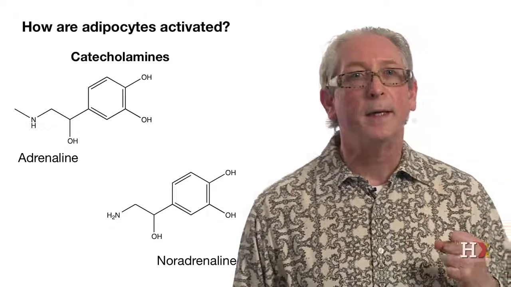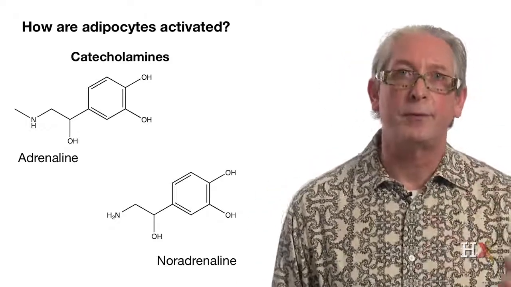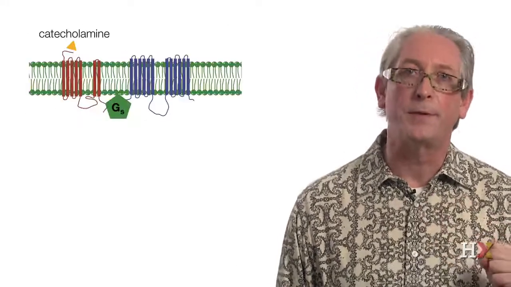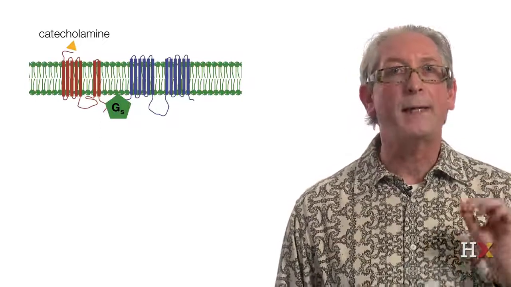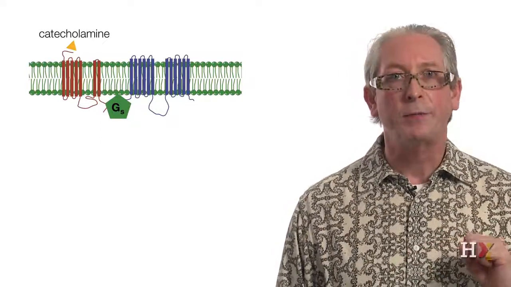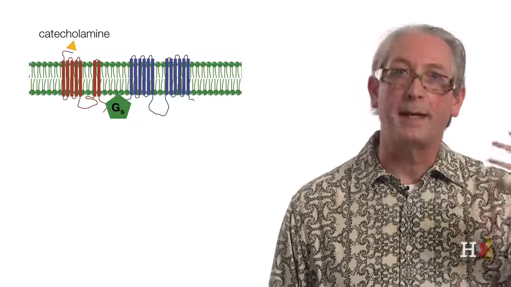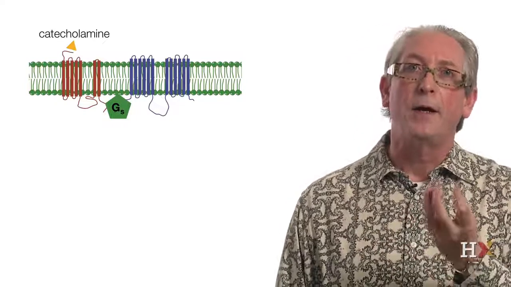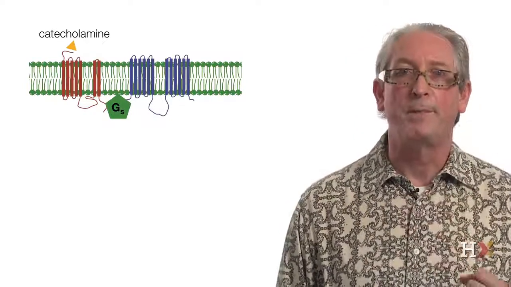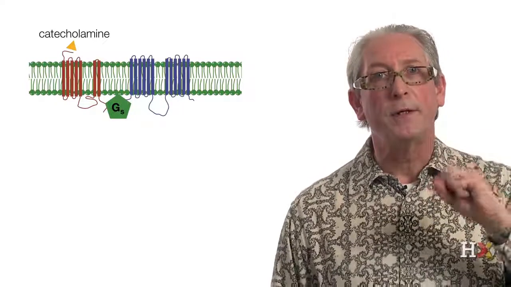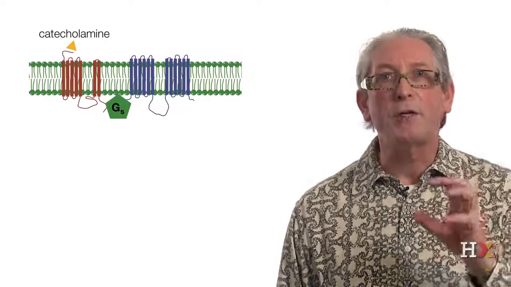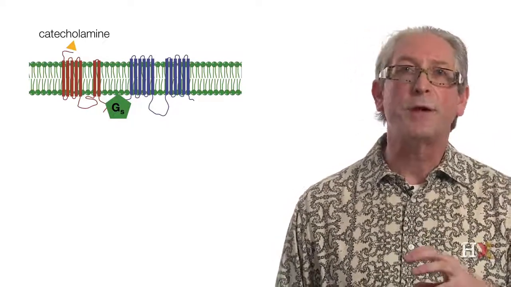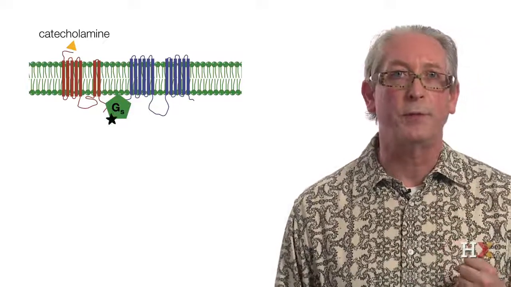So now let's imagine that catecholamines are produced. What will happen? How can the adipocyte be stimulated? In the membrane of the adipocyte, there is a receptor protein called the beta-adrenergic receptor. This receptor has an extracellular domain that can bind catecholamine, and an intracellular domain that can bind a trimeric G protein. When catecholamine is bound to its receptor, there is a change of conformation of the receptor that is transduced across the membrane and results in the activation of the trimeric G protein.